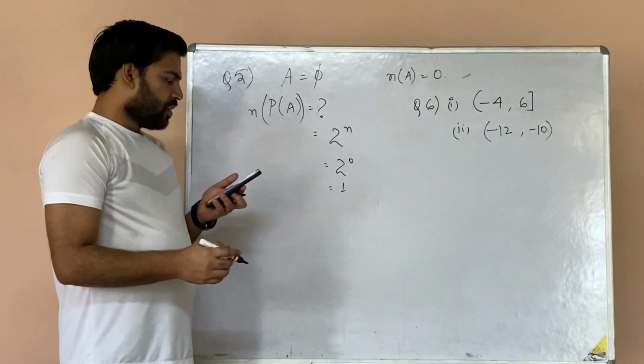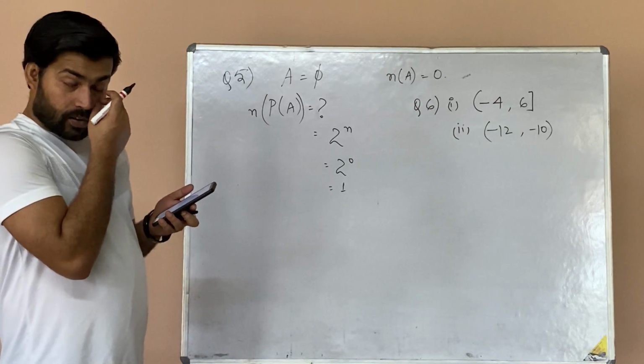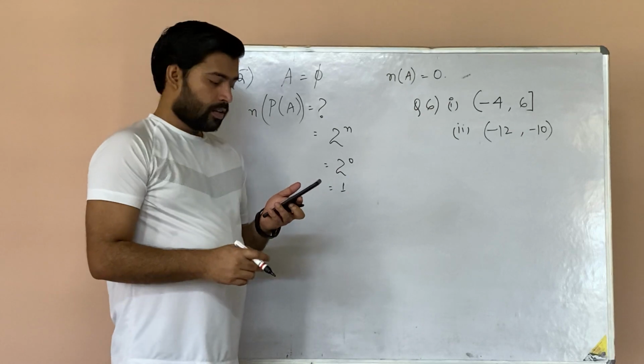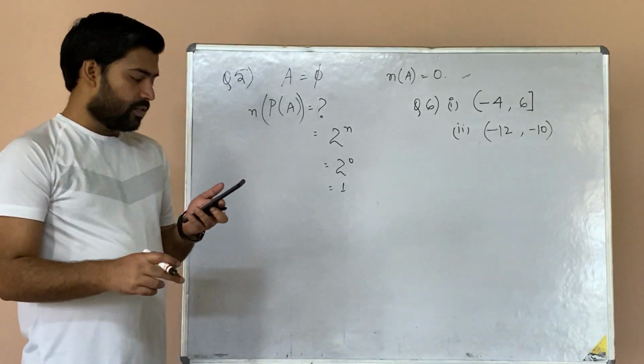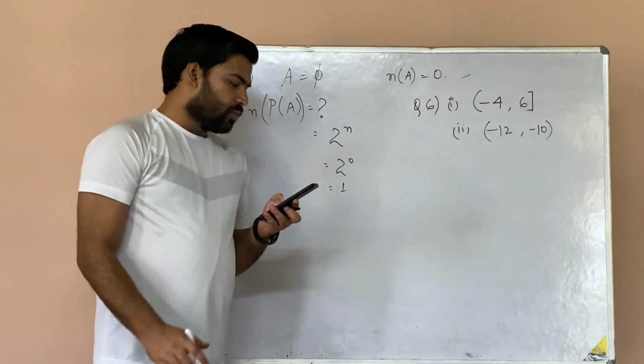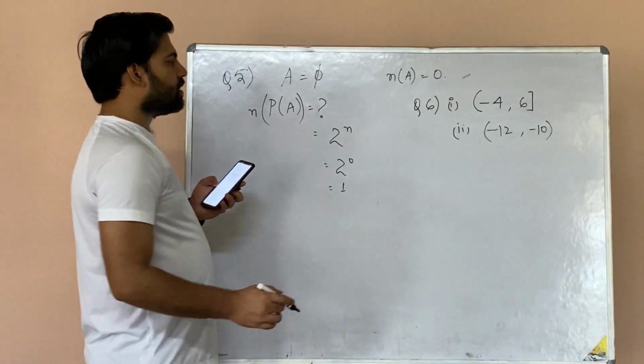Question number 7, write the following intervals in set builder form. So you will write it down in set builder form just like question number 6. The way question number 6 is written, you need to write down in that form only. I think you all will be able to do. Now there is one small topic which is left, known as universal set.